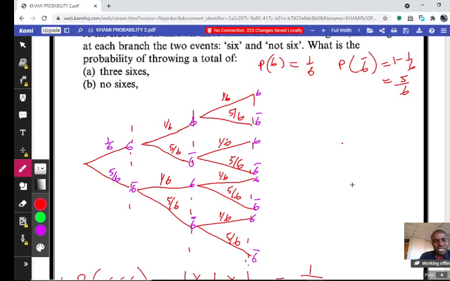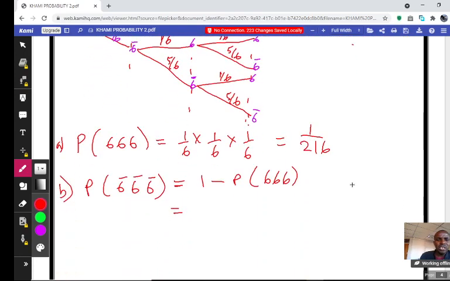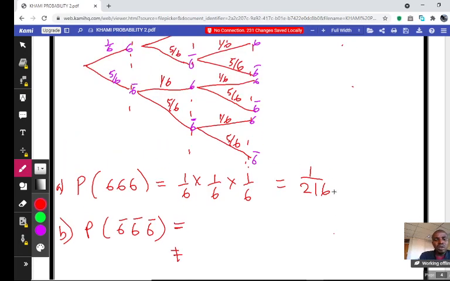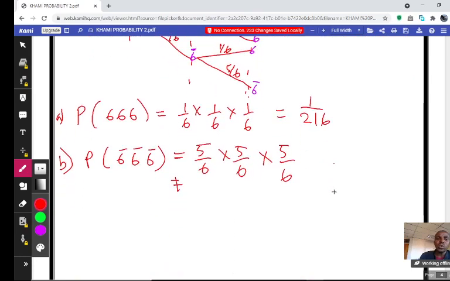In this case, there must be no 6s, right? There must be no 6s. So it's not a 6, not a 6, not a 6. This one is just straightforward. You just take this branch, not a 6 and not a 6 and not a 6. So it will be 5 over 6 times 5 over 6 times 5 over 6, because there must be no 6s. So it means no 6 on all the throws that have been made.